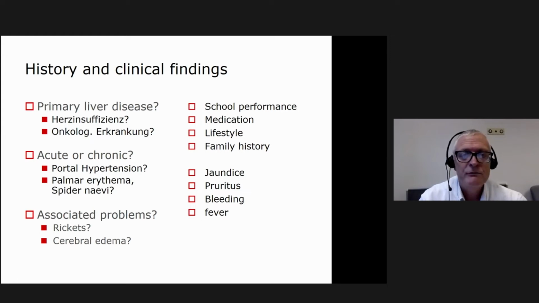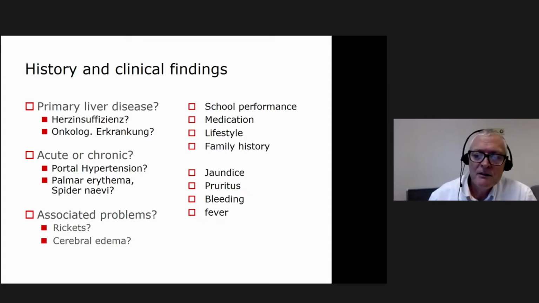And then once you've made up your mind, you want to find out, are there associated problems? For instance, is there metabolic bone disease, rickets, or cerebral edema? And the items here on the right-hand side will help you to decide on these questions further.